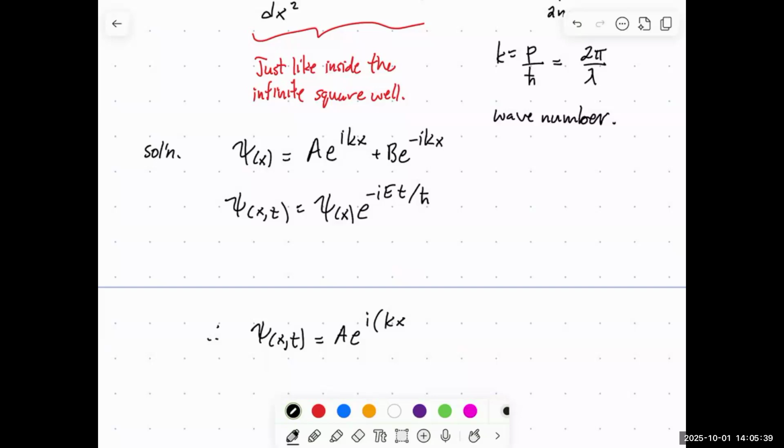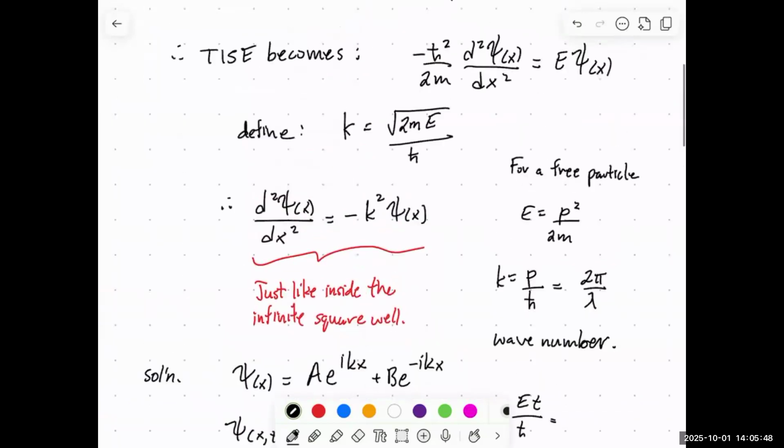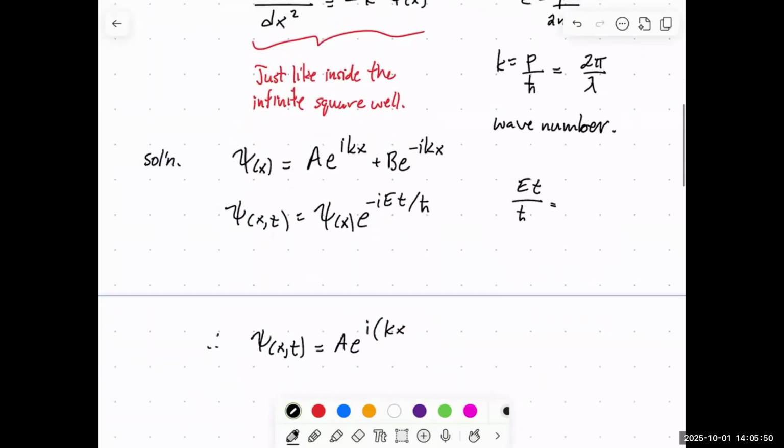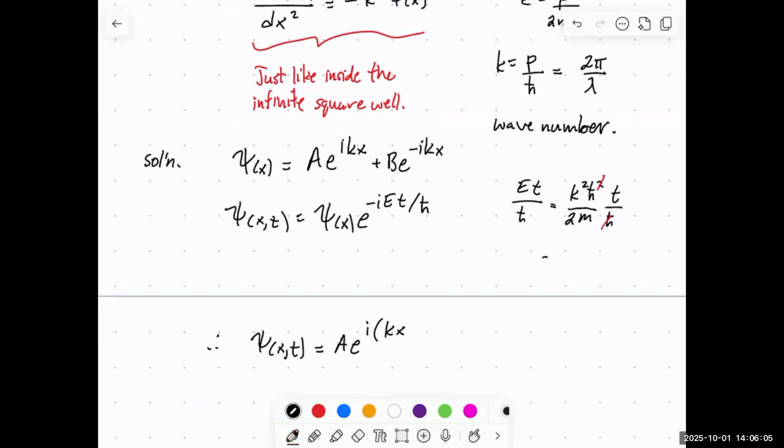So let's think of Et over h bar. What is E? E is going to be k squared h bar squared over 2m. And then we have to do t divided by h bar. And so there it is. We can cancel a factor of h bar, and what we get inside our exponential is k squared h bar t over 2m. So that's what we have to add here. So let's put that in. We'll get a minus h bar, minus k squared.